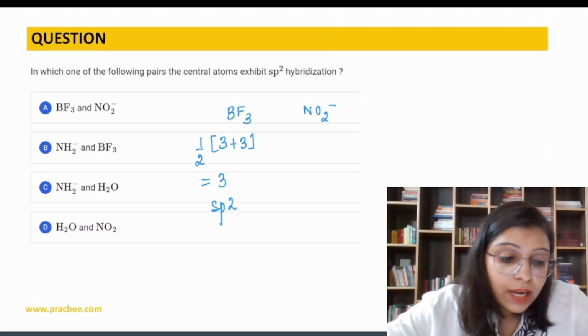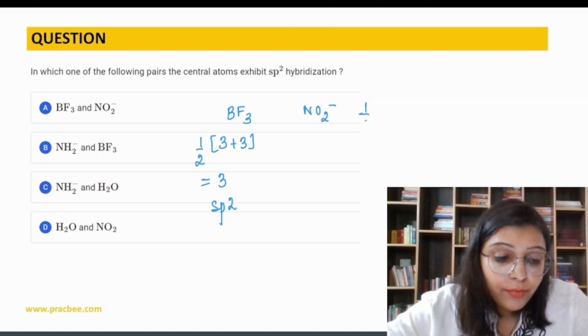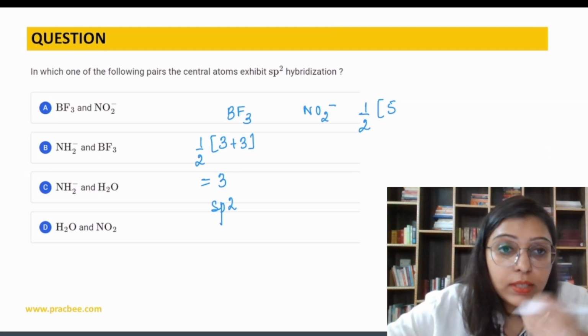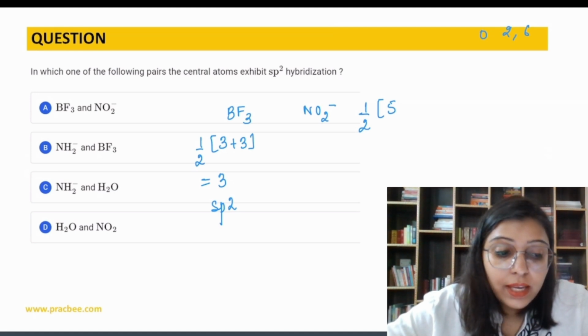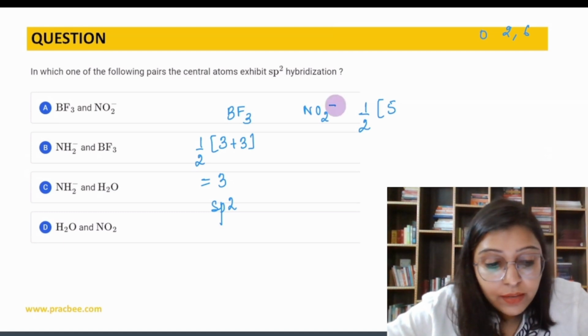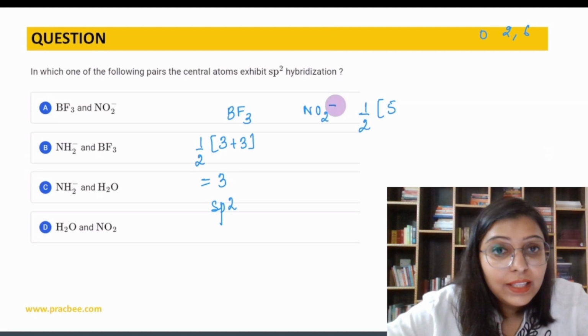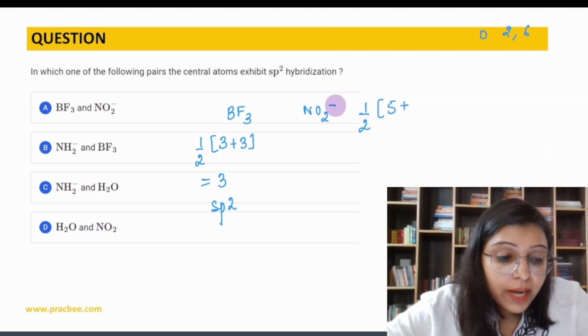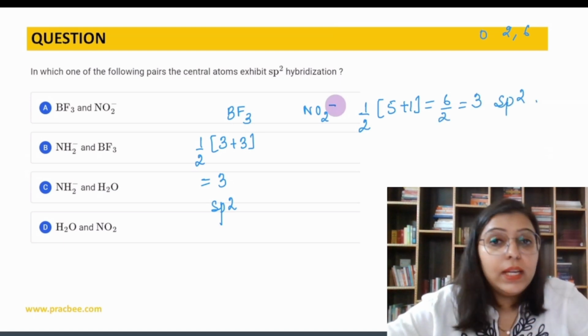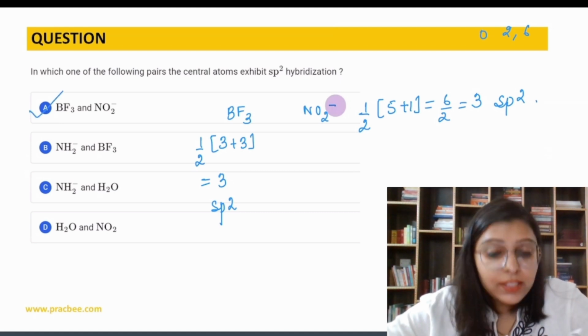Now similarly, let's calculate for NO2 minus. Half of nitrogen valence electrons, 5. We do not have any monovalent atom. Why? Because oxygen is divalent. Oxygen valency is 2. So no monovalent atoms, but a negative charge is there. So we have to add the magnitude of the negative charge. By doing so, we get 6 by 2, which is equal to 3. So here it is also sp2 hybridization. So it means option A is the correct answer.